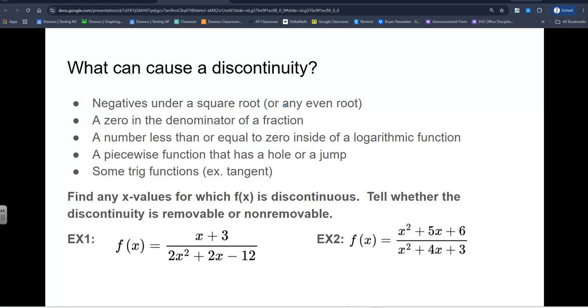Does anybody remember what tangent looked like when we graphed it? Yeah, it was like this, like a squiggle.